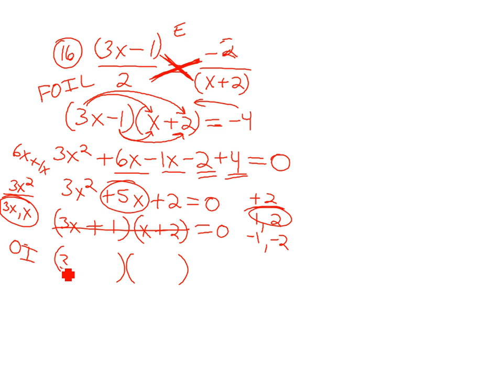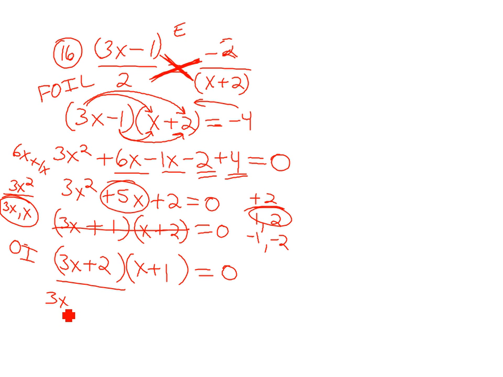So tell me what to write here. 3x plus 2, x plus 1 equals. Are we finished? That's the factoring. Now we got to solve it. The way we solve it, taking 2 things, multiplying them together, and they equal 0, then you know one of them has to be what? 0. So what's my first equation?